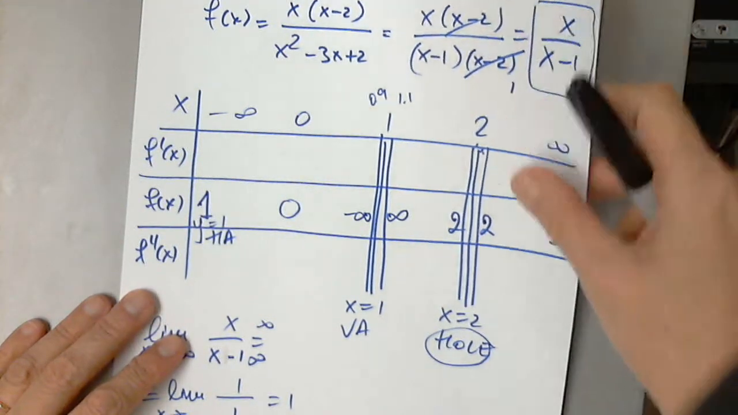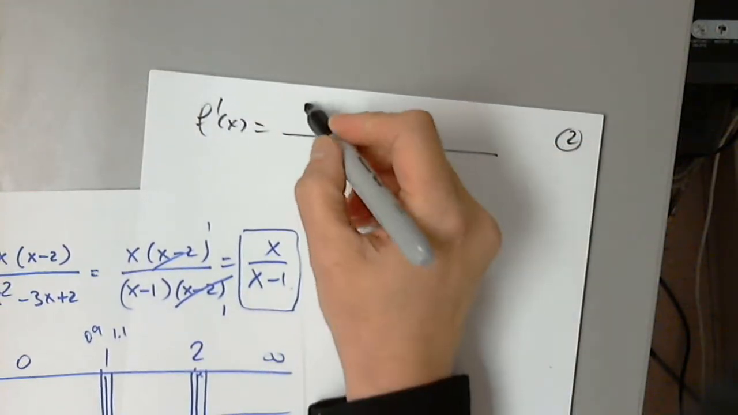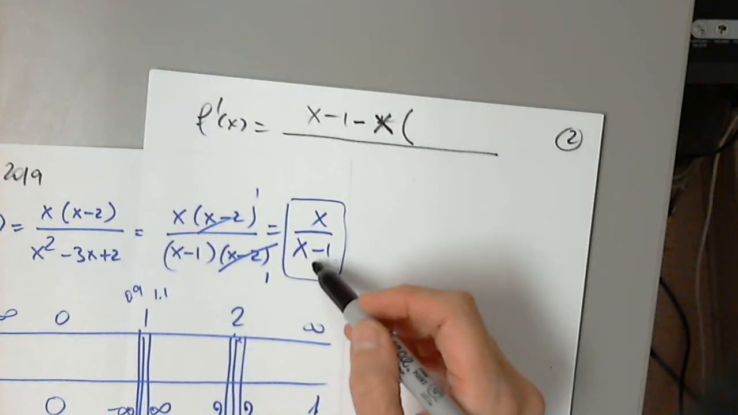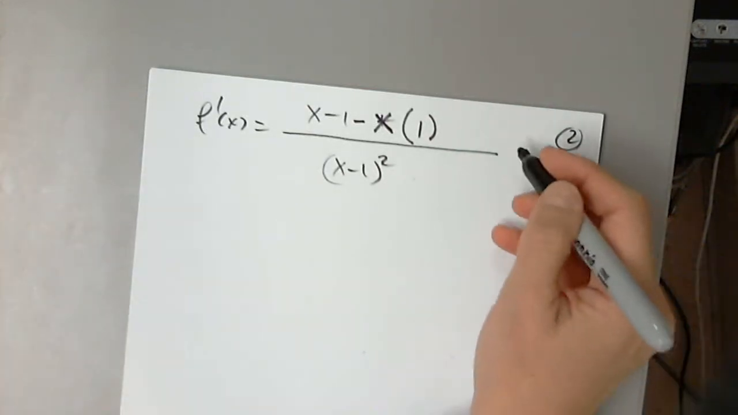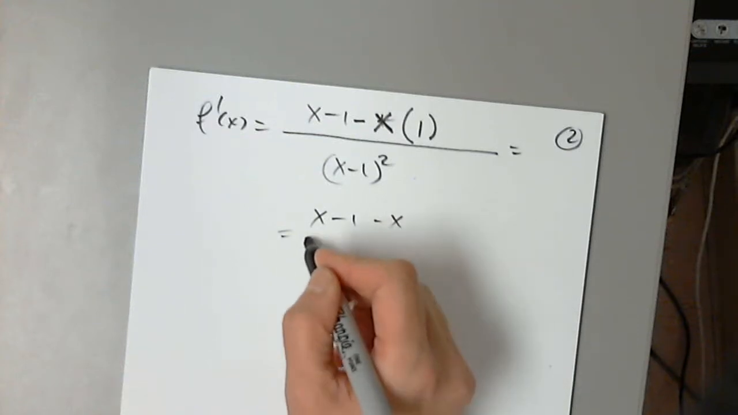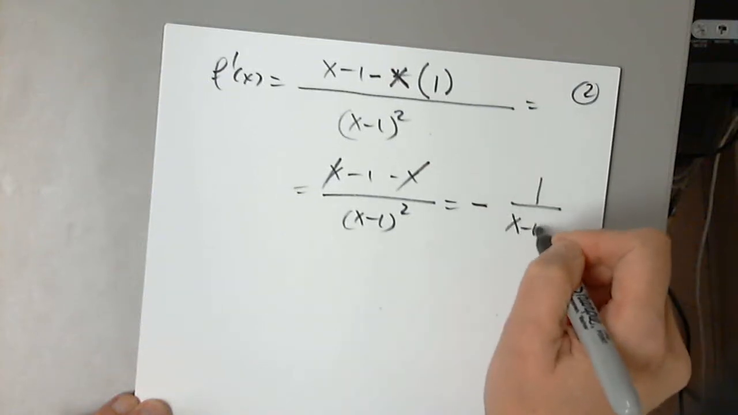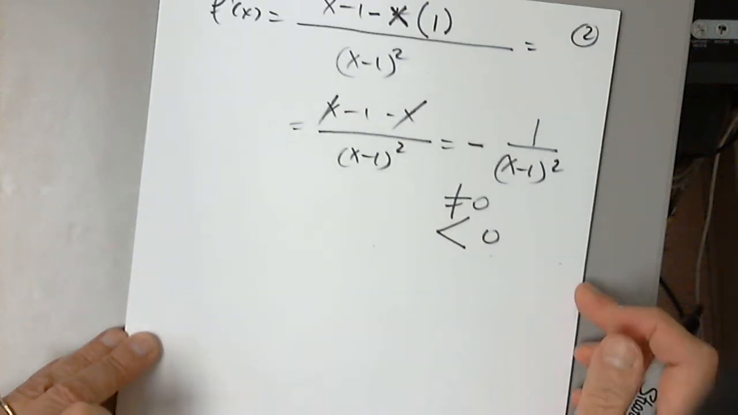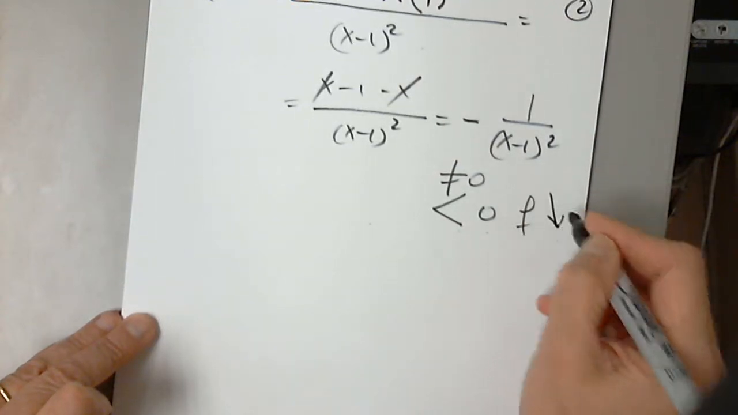So when we differentiate x over x minus 1, so f prime, the top function prime is 1 times the denominator minus x, in parentheses, I differentiate the denominator and I get 1 over x minus 1 squared. So then, x minus 1 minus x over x minus 1 squared gives us negative 1 over x minus 1 squared. This can never be 0 and is always a number less than 0. All this is always negative, which means the function is decreasing at all times.